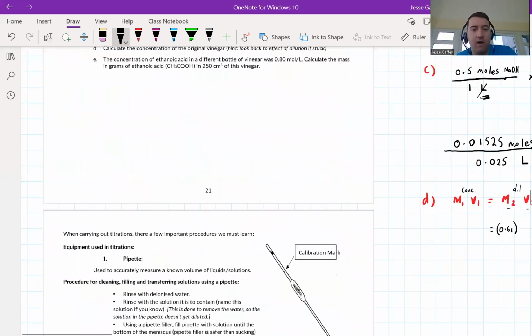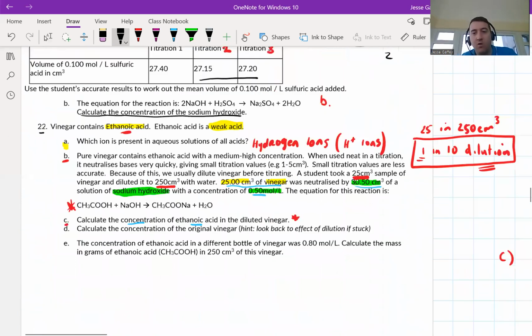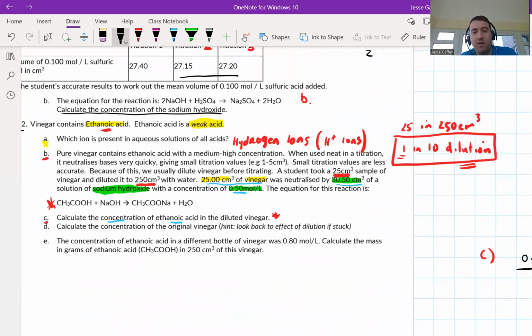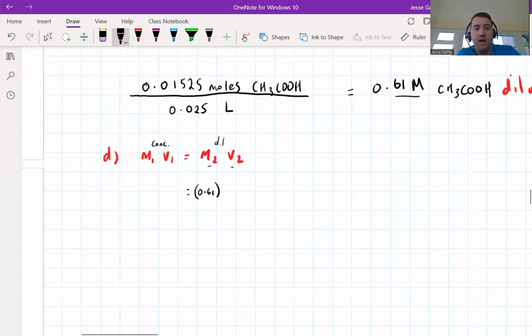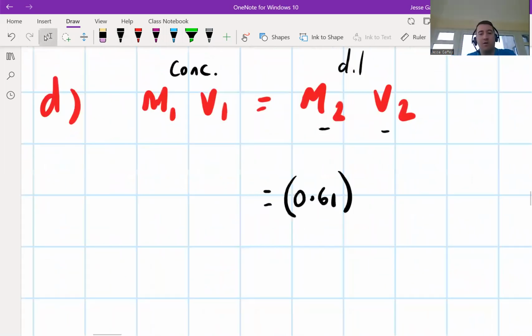So let's go back up here and find out. Okay, remember the dilute was 250 and the concentrated was 25 centimeters cubed. Okay, this is the concentrated and this is the dilute. Now I'm going to do that in liters. Actually, you know what? Let's just leave it in centimeters cubed. Should be fine. So 250 was the volume of the dilute solution.